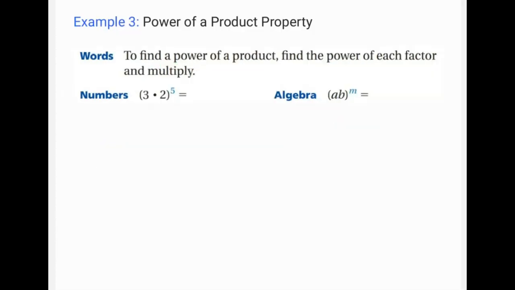In example 3, we have a power of a product property. To find a power of a product, we're going to find the power of each factor and multiply.